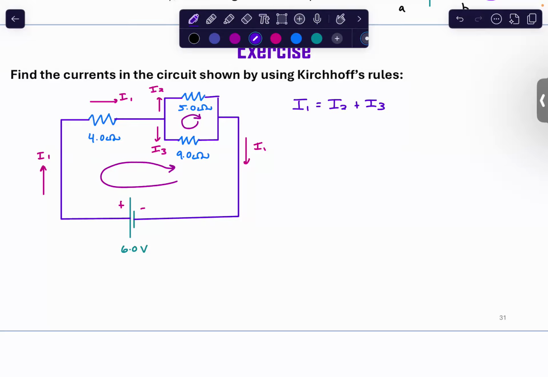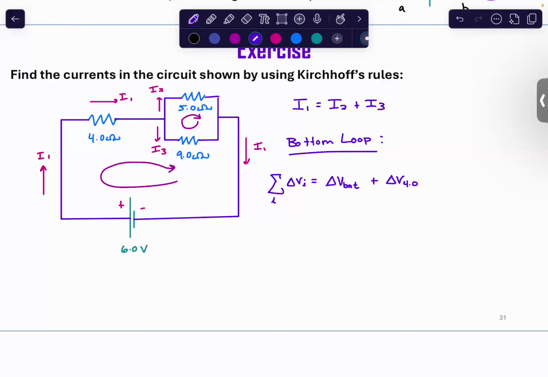Now I can do each one of these loops individually. So I'm going to do the delta V's for the bottom loop. That's going to give us the delta V of the battery plus the delta V of the 4.0 ohm.